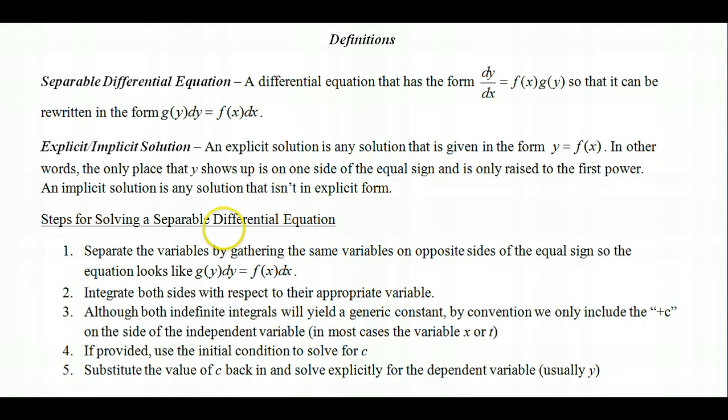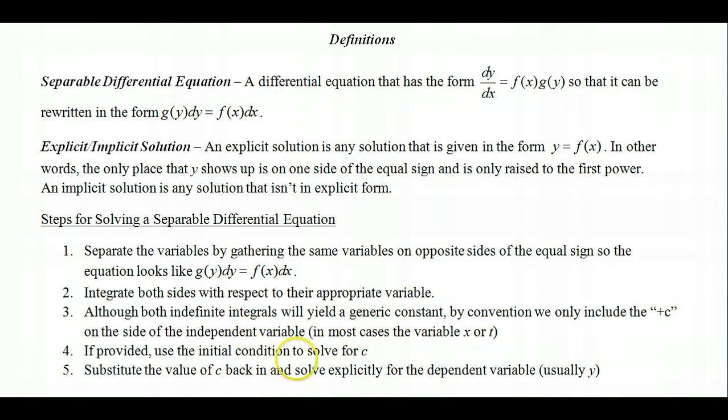Steps for solving a differential equation. You'll notice these are very similar to the steps for solving a differential equation, except for the first and the last step. The first step, separate the variables by gathering the same variables on opposite sides of the equal sign, so the equation looks like g of y dy equals f of x dx. Then we integrate both sides with respect to their appropriate variable. Again, both indefinite integrals will yield a generic constant, but we only include the plus c on the side of the independent variable, mostly x or t.